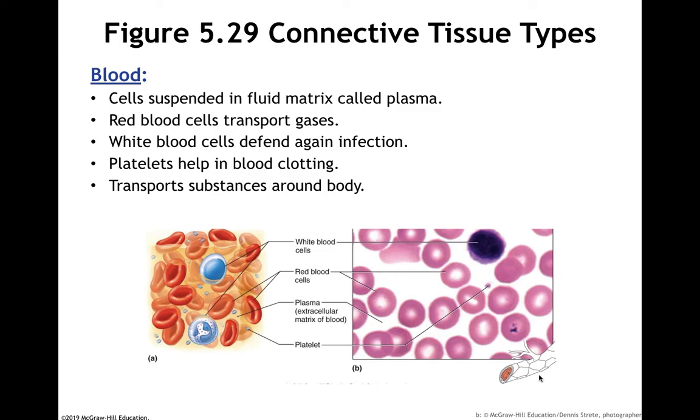They transport oxygen gas. Most of the carbon dioxide is transported in the plasma in the form of bicarbonate ions. There are also white blood cells, which are involved in fighting infections. There are platelets, which are also cell fragments, not true cells, that are involved in the clotting process. And blood is used to transport all of our substances around the body, not only nutrients, but gases and waste and hormones wherever we need them.